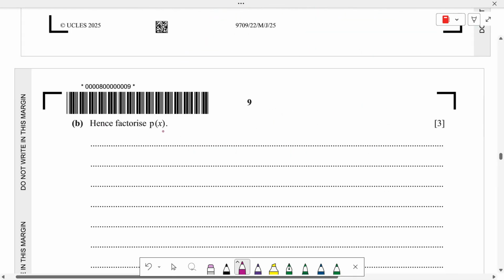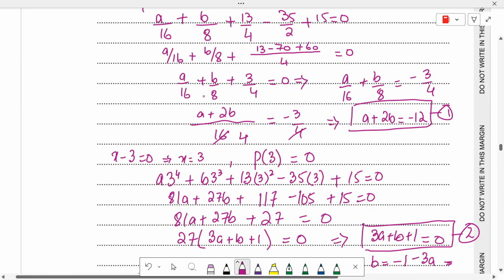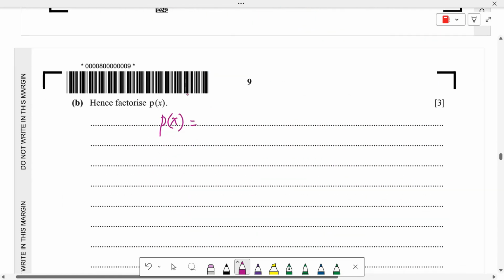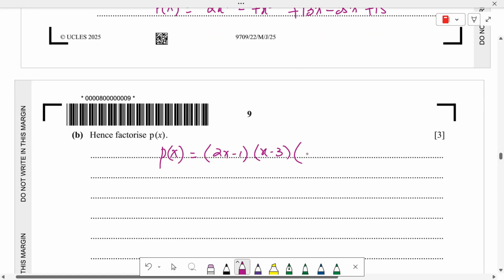Factorize p of x. We have just calculated p of x, and we have two factors of p of x, which are 2x minus 1 and x minus 3. And we know that this is a polynomial of order 4, so we will have two linear factors and one quadratic factor. So we can say that there is an unknown factor.